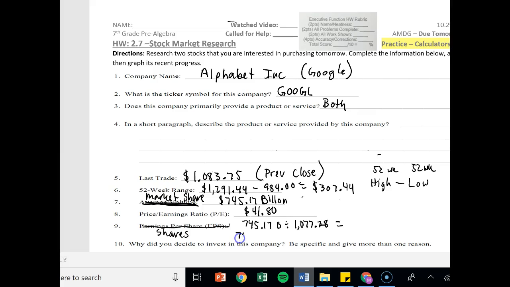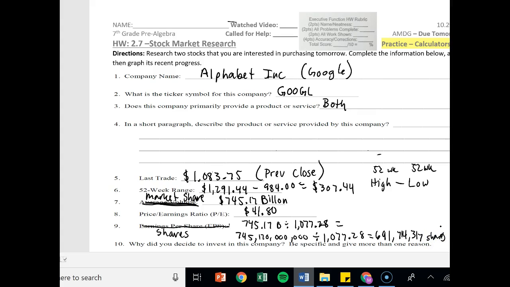So that's 7, 4, 5, comma, 170,000. That's millions, and then 000, that's billions. So then divide that by 1,077.28, and this will tell us roughly how many shares there are out there. And that gives us about 691,714,317 shares. Okay.